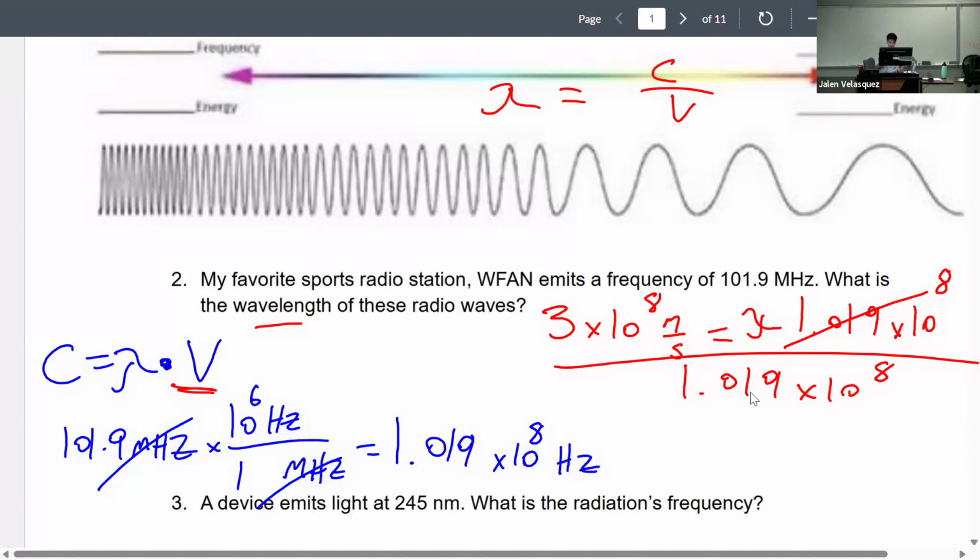Speed of light over the frequency. So what do you guys get for lambda? 2.94. Anything else? Meters, good. Remember, units are important in chemistry. Okay. All right, any questions about that one? Okay.